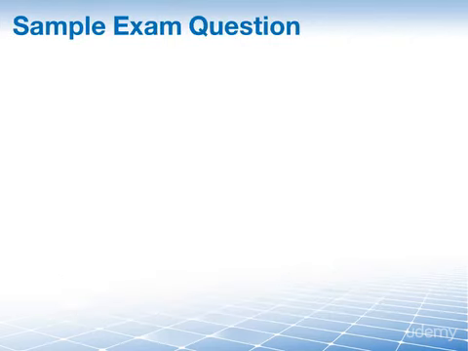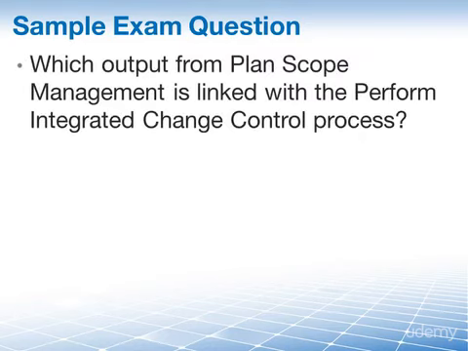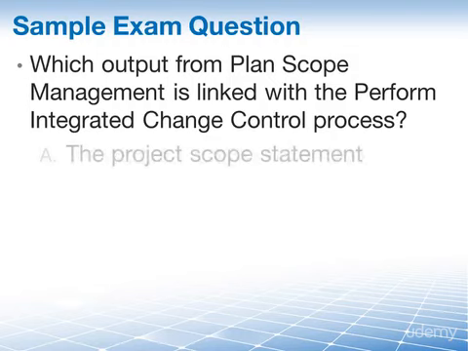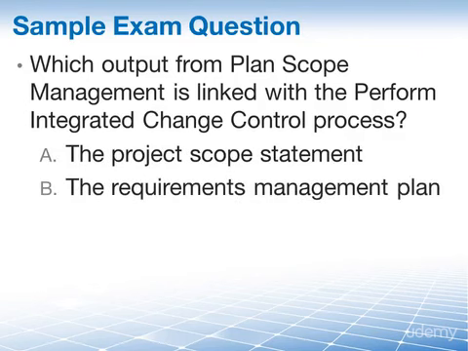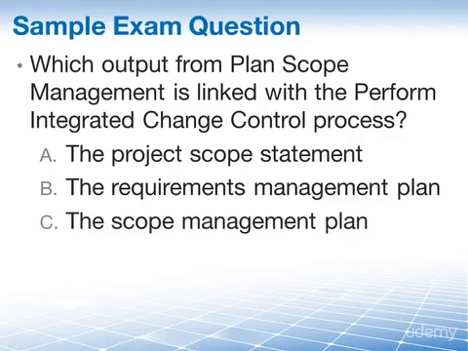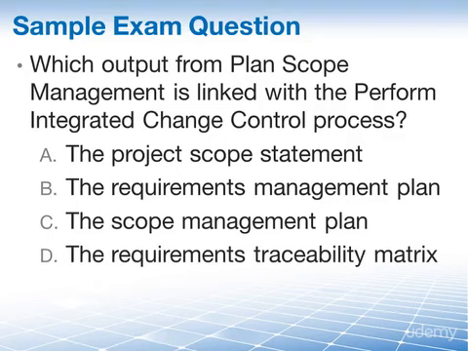And to close out this lesson, here is a sample exam question for you that you may find in a book or an online simulator. The question reads, which output from plan scope management is linked with the perform integrated change control process? Is it A, the project scope statement? Is it B, the requirements management plan? Is it C, the scope management plan? Or is it D, the requirements traceability matrix?